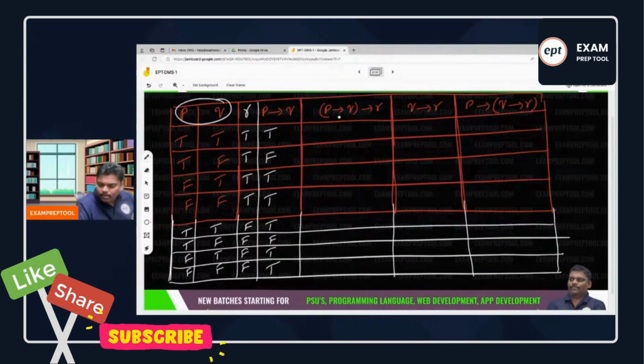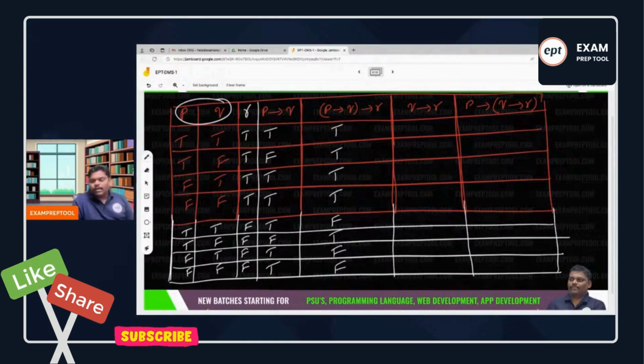Can you help me? What is the answer? PQ first two, then implies. What is the answer? True, false, true. This one, see this one. True, false, true, false, false. True, false, false. Check. First PQ, right? Then implies. Okay, that is also fine.